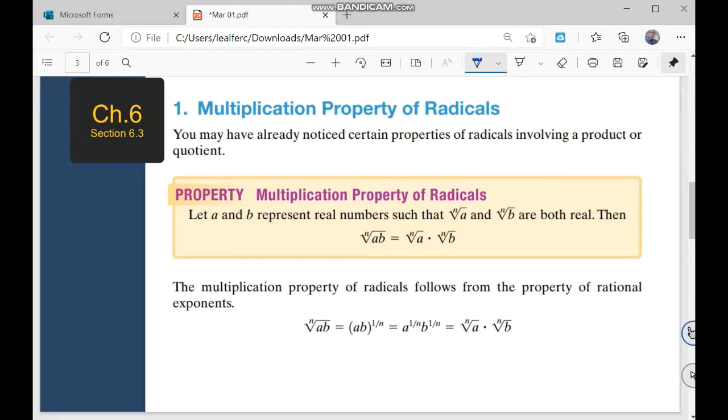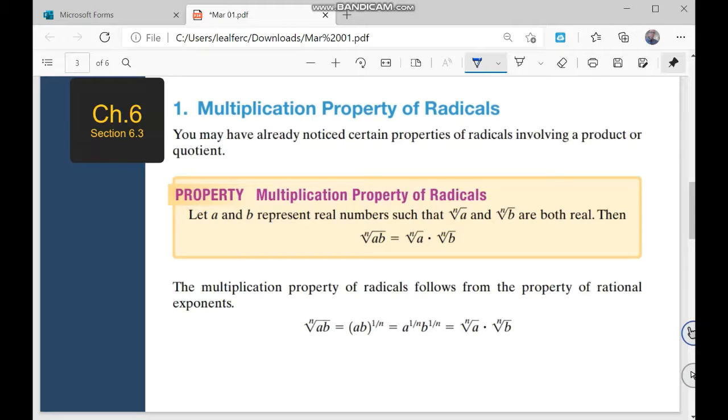That's perfect. Now, we will work on a new topic: the multiplication property of radicals. Usually I don't like to read this explanation. I like to go straight to the example. But let's read real quick just the box. The property of multiplication of radicals.